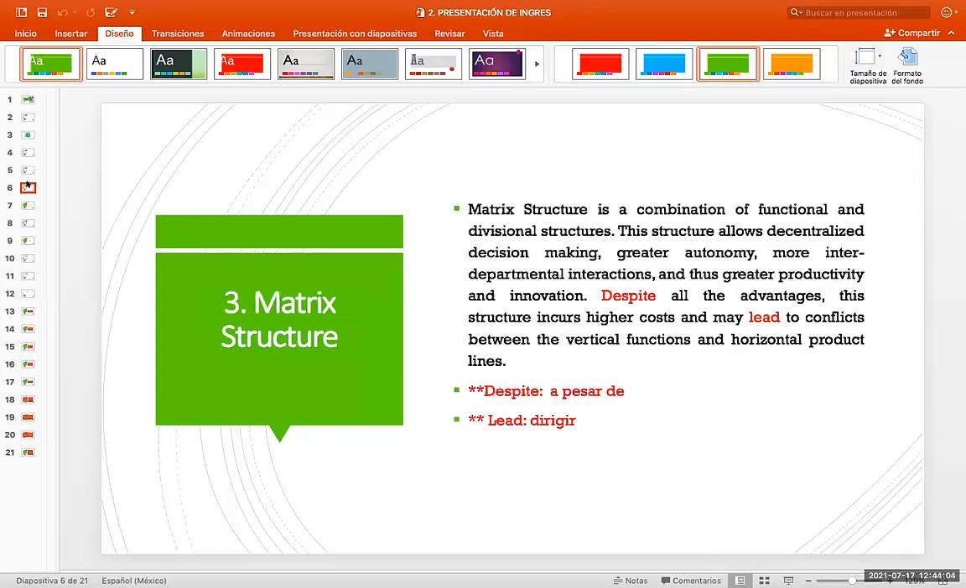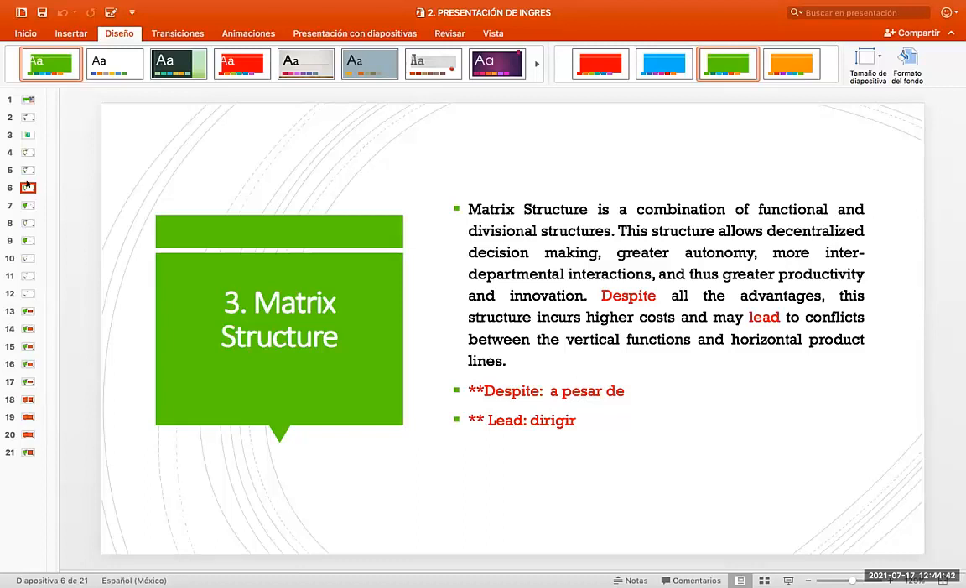And then we have the matrix structure. Matrix structure is a combination of functional and divisional structure. This structure allows decentralized decision-making, greater autonomy, more interdependence and more interdepartmental interaction, and thus greater productivity and innovation. Despite all of the advantages, this structure incurs higher costs and may lead to conflicts between the vertical function and horizontal project lines.